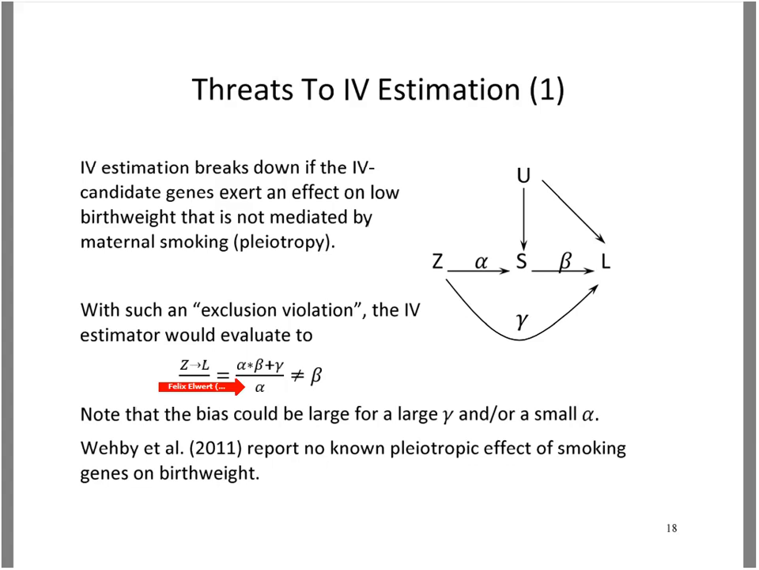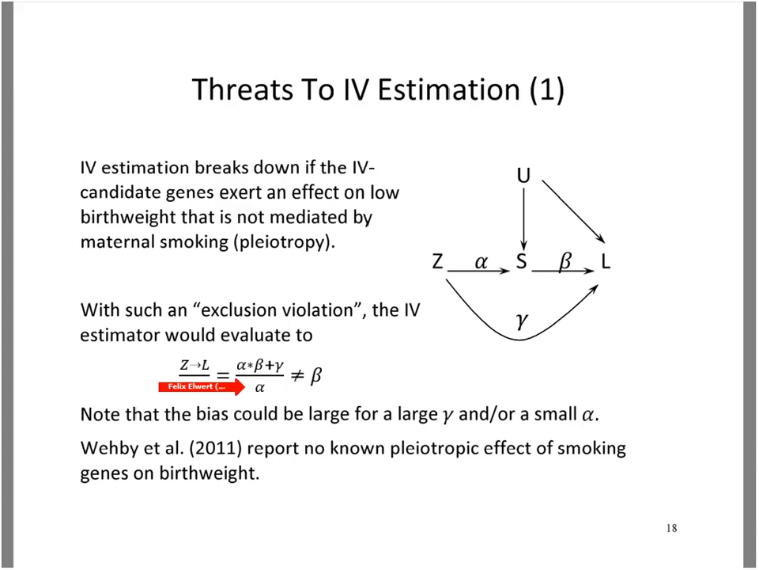So how do Wiebe and others deal with this problem? They deal with the problem by saying that they've searched the literature and they haven't found any known pleiotropic effect of smoking genes on birth weight via any other mechanism but low birth weight. So, of course, this is not proof that the arrow from S to L is not there.